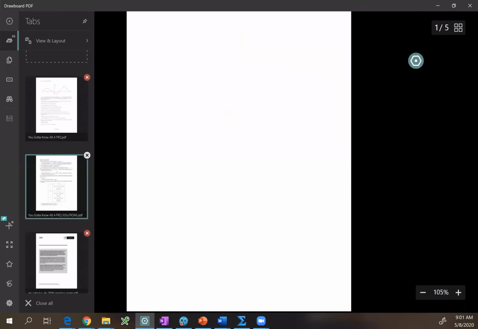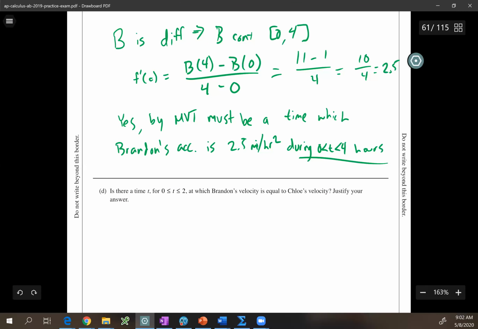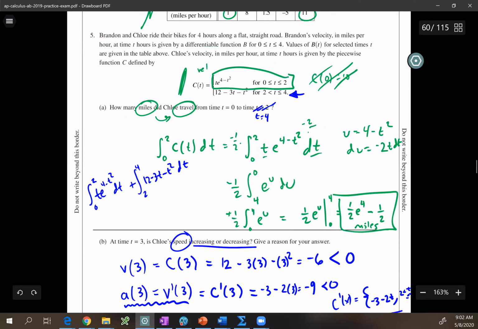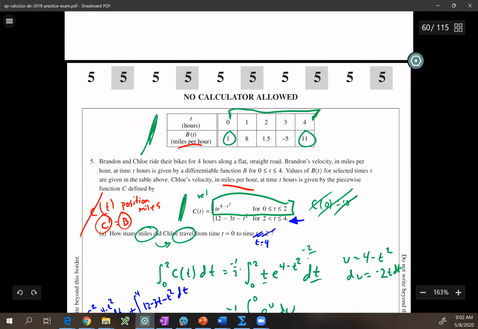Now coming back here. All right, is there a time where Brandon's velocity is equal to Chloe's velocity? This is popular if they give you two velocities. Sometimes they even give one that's a velocity and one that's a position. In this case, they're both velocities, miles per hour, but sometimes C of t is equal to the position in miles. If that's the case, then you would need to set C prime equal to B, because C prime would be velocity and B would be velocity. That's not our case here. Here, they're both velocities.